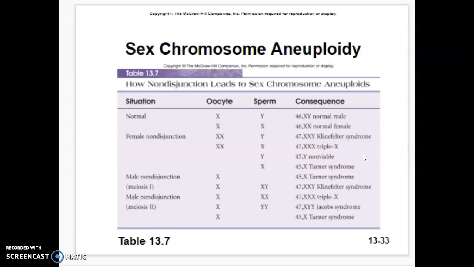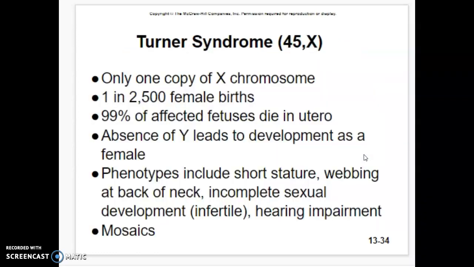Lots of sex chromosome problems. Most seem to be survivable. Turner syndrome, where actually this is the only one you can survive if you're missing a chromosome. So you're missing one of the X's. You only are missing a sex chromosome. So, of course, all these people are female.